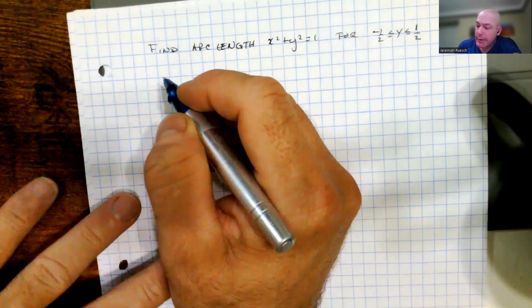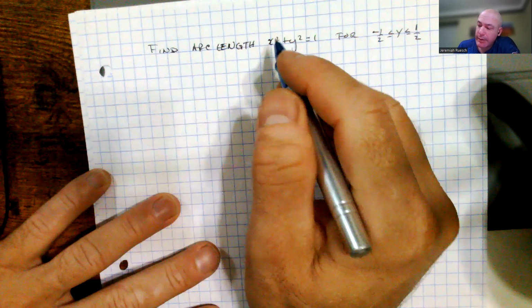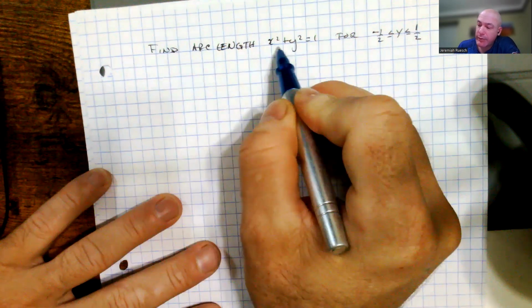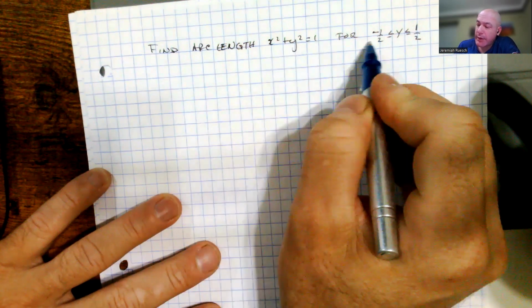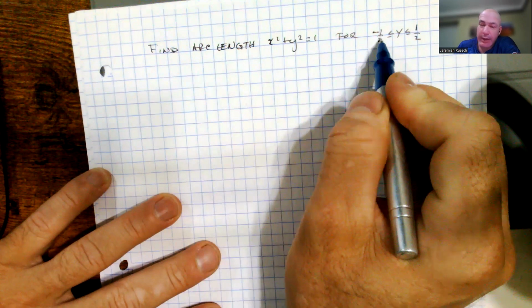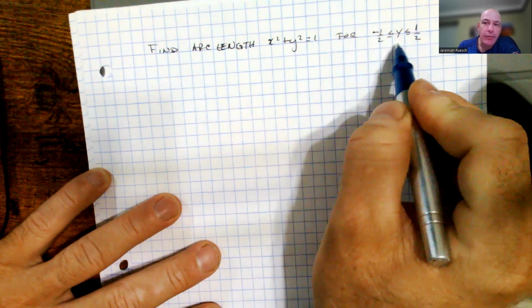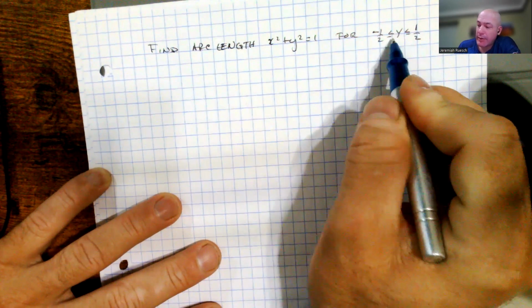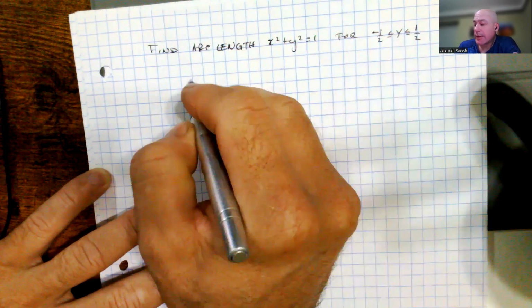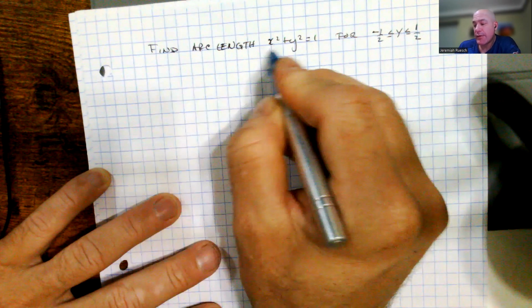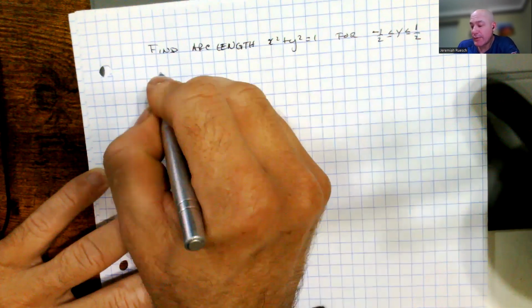All right. In this video, we're going to find the arc length of this function, x squared plus y squared equals 1, for y in between negative 1/2 and 1/2. Given that our limits of integration are with respect to y, it looks like we're given it in terms of y. That's a strong indication that they want us to consider the positive root of x.